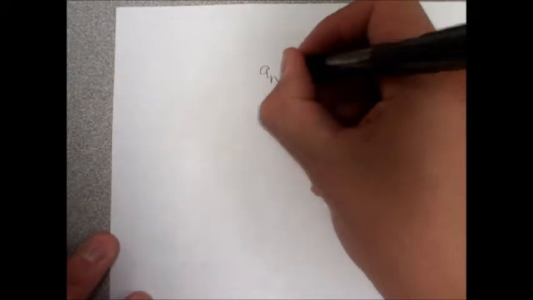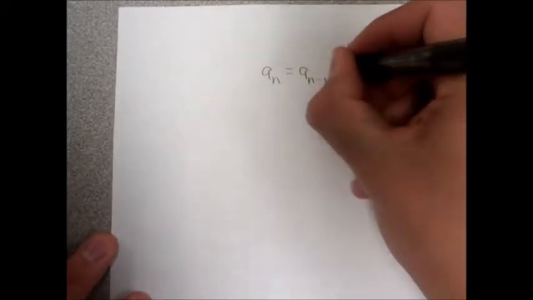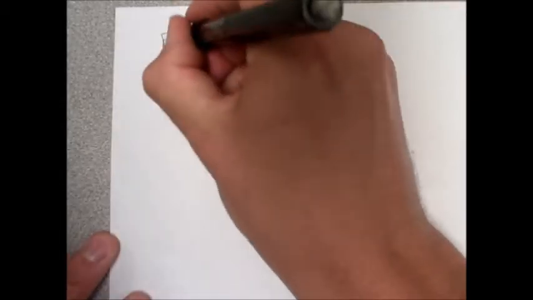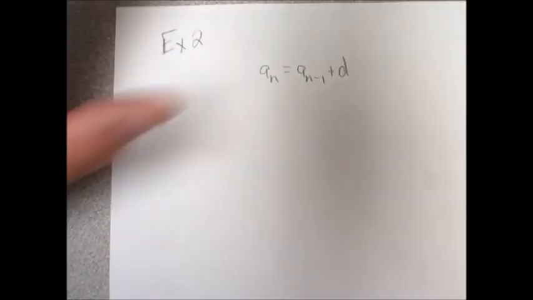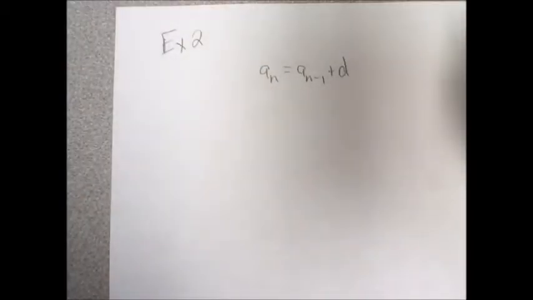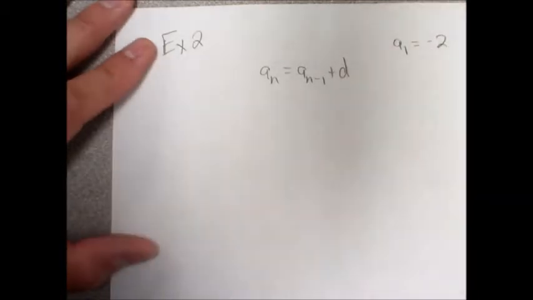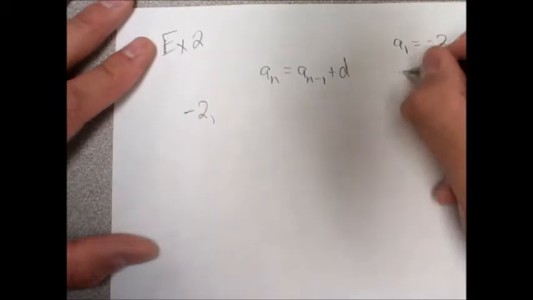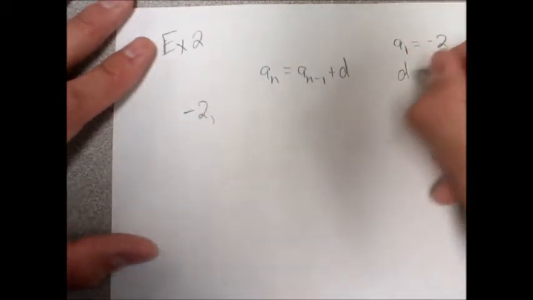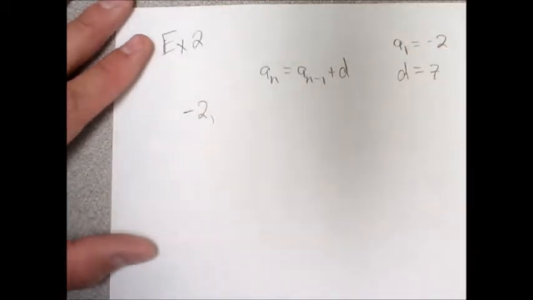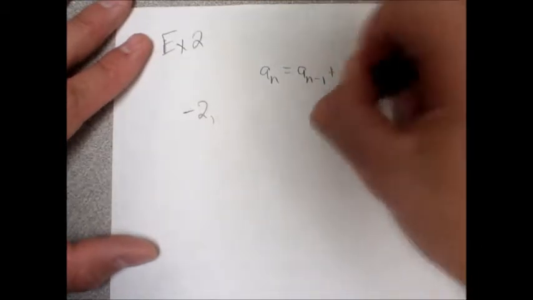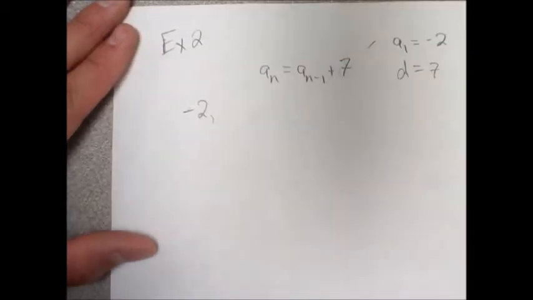So using this formula, the a sub n equals a sub n minus 1 plus the common difference, we're going to find whatever they ask us to find. So here we go. Use recursive formula to find the first 4 terms of an arithmetic sequence, where a sub 1 is negative 2. So what's our first term? Negative 2. And then our common difference is 7. So I can plug that into my recursive formula now. I'm adding 7 each time, right?